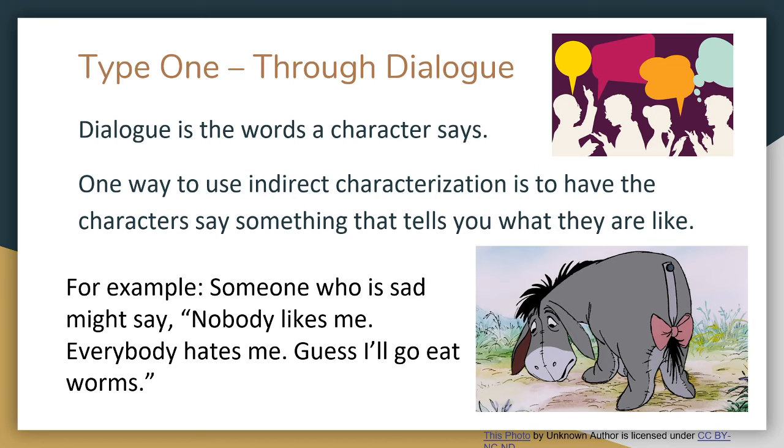For example, someone who's sad might say, "Nobody likes me, everybody hates me, guess I'll go eat worms." And that is, of course, from the Winnie the Pooh character here, Eeyore, if you're familiar with that. So in this case, the character's trait is sad, and that is portrayed indirectly by having the character say those words rather than having the author say, Eeyore was a sad little donkey.